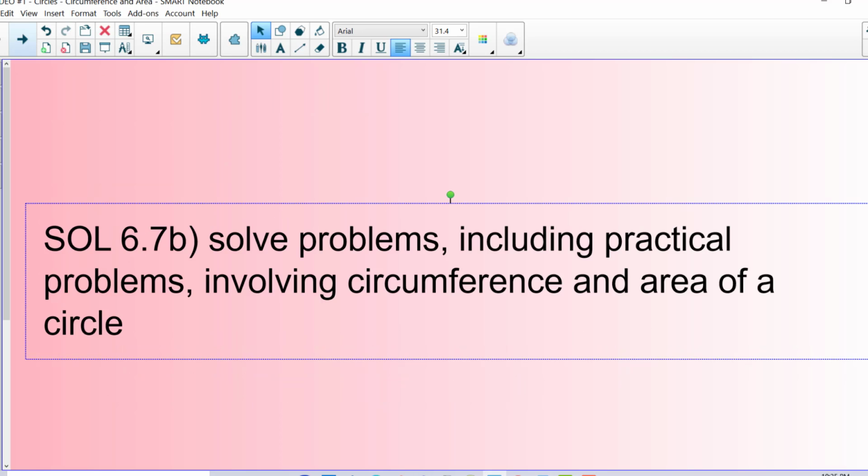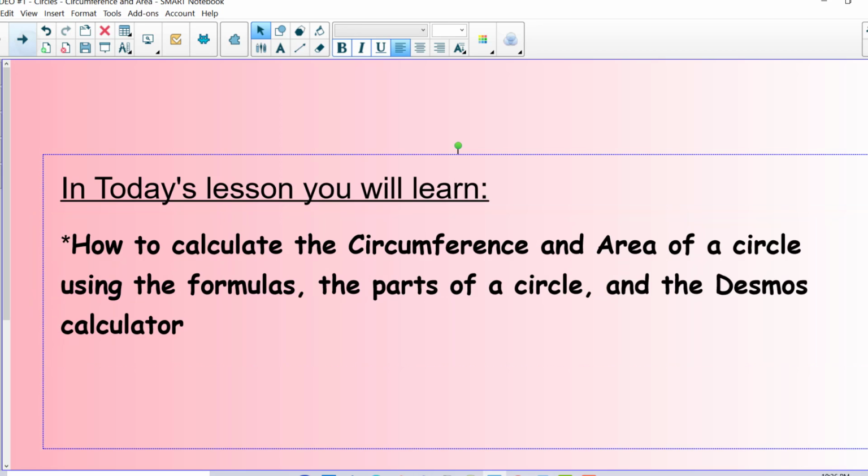So let's get started. Today we're going to talk about SOL Standard 6.7b, which requires you to solve problems, including practical problems, involving circumference and area of circles. So in today's lesson, you're going to be able to learn how to calculate the circumference and area of a circle using the formulas, the parts of a circle, and the Desmos calculator. So let's get started.